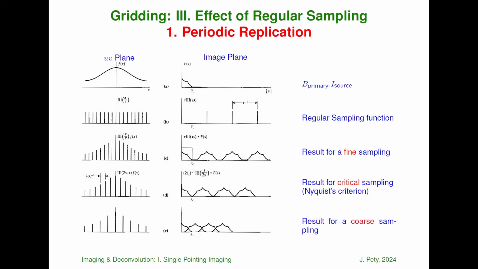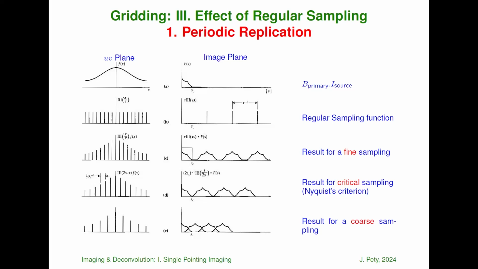And we will sample this smooth function, the visibility function, regularly. In order to do this, we multiply this continuous function by a comb, a collection of Dirac functions in the UV plane. Multiplying both functions gives you one value at each position, at each tooth of the comb. So this is what happens when you are doing regular sampling in the UV plane. Now let's look at what happens in the image plane.